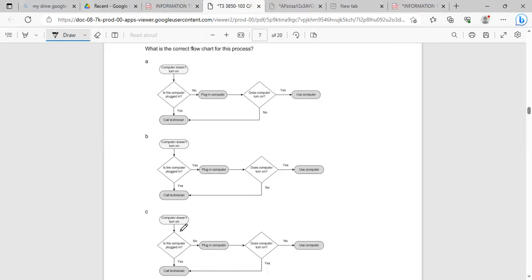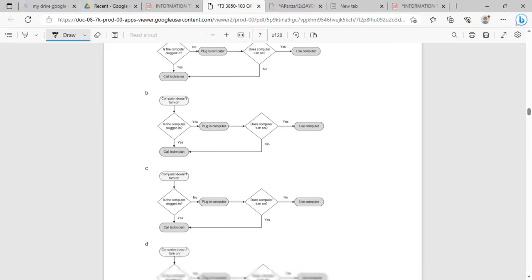Look at C now. Computer doesn't turn on. Is the computer plugged in? No. So you're not plugging in the computer? Yes. Does the computer turn on? No. Use the computer. That doesn't make any sense. You can't use the computer. Does the computer turn on? Yes. Call the technician. If it turns on, you don't need to call the technician. I just want you guys to get a feel. One of these is coming on your paper.